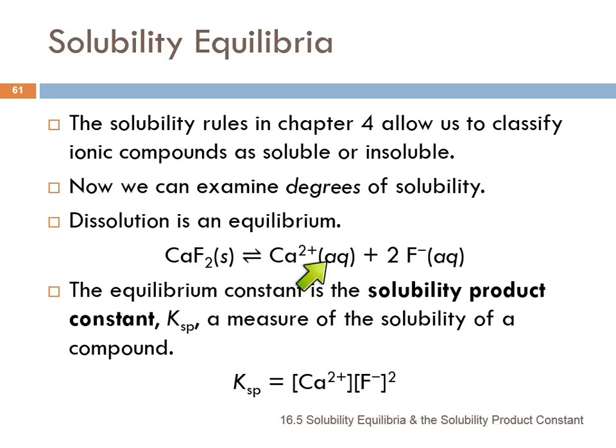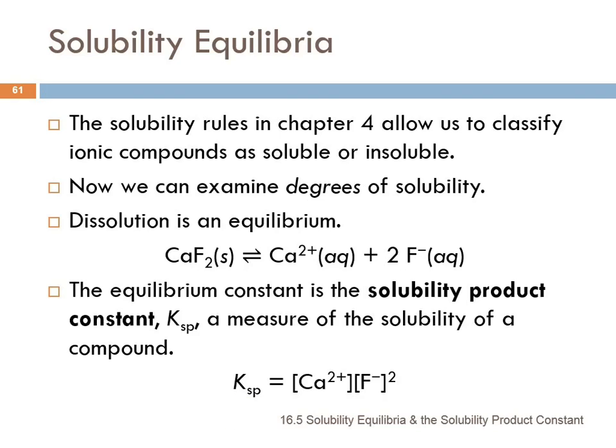And so we can write an equilibrium constant for it. It's the products multiplied and raised to a power equal to their coefficient, and it's divided by the reactant. But the reactant is a solid. Remember, we leave solids and liquids out of equilibrium constants because they can't change their concentration. So what we have is the calcium ion concentration times the fluoride ion concentration squared. That's the equilibrium expression. Well, we're going to call it KSP.